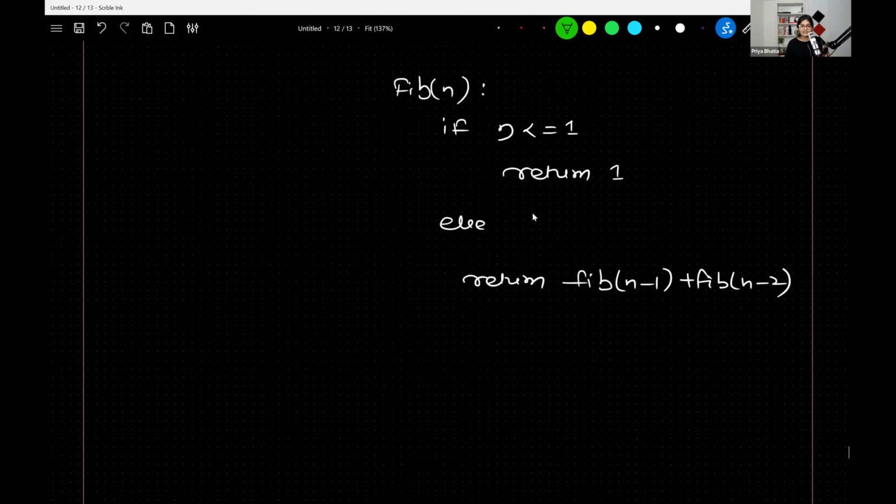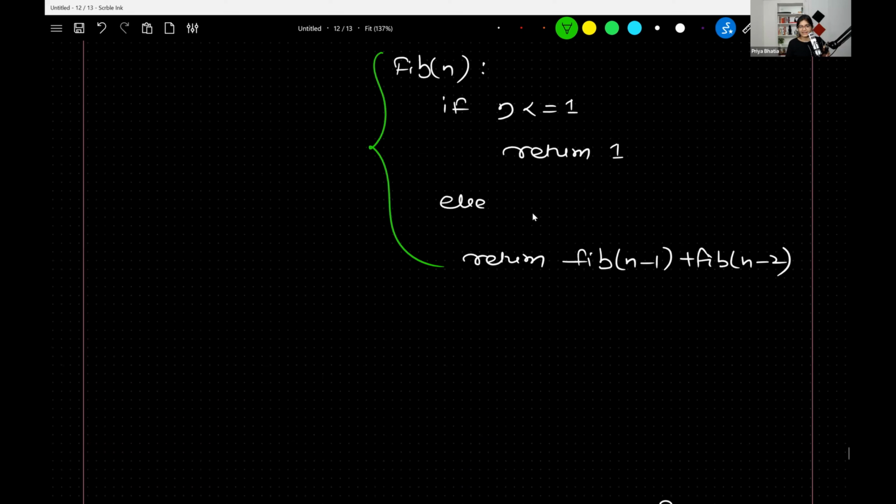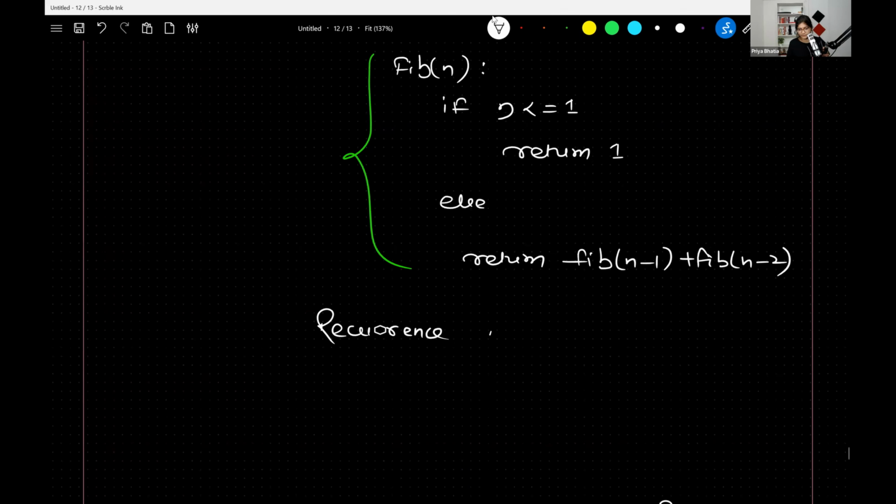If I'll ask you, what is the recurrence relation of this code? Anyone who can tell me? Just the creation of recurrence relation. We will solve it in a later session, but what is the recurrence relation of this particular code? n minus 1 plus n minus 2.